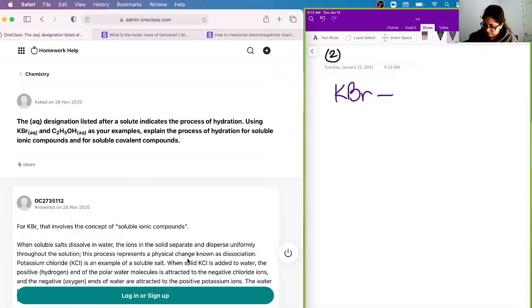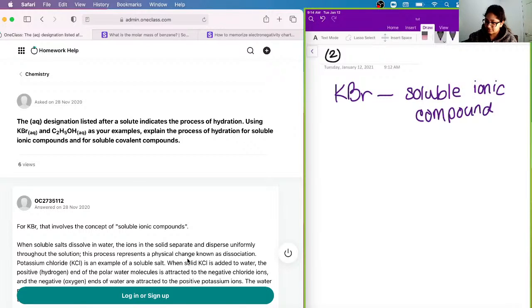This is our soluble ionic compound. When soluble salts dissolve in water, the ions in the solid separate and disperse uniformly throughout the solution. So when you have a salt that dissolves in water, it dissociates into its ions. This process represents a physical change known as dissociation.